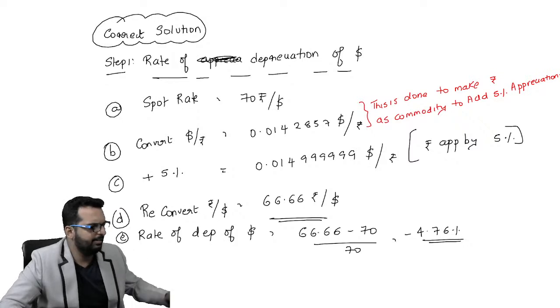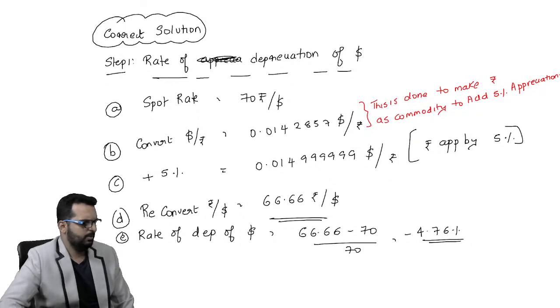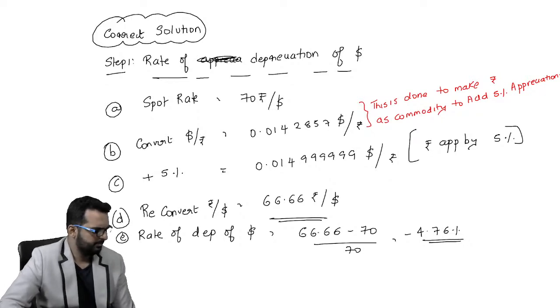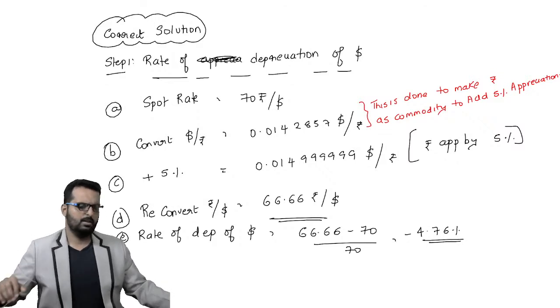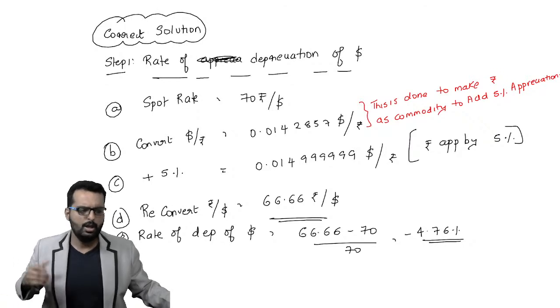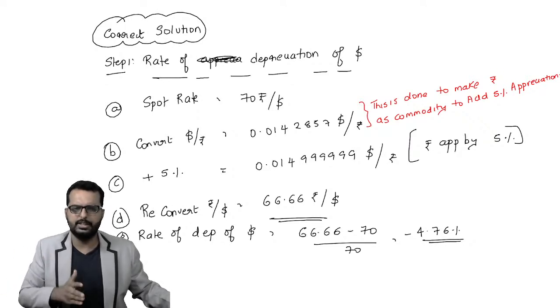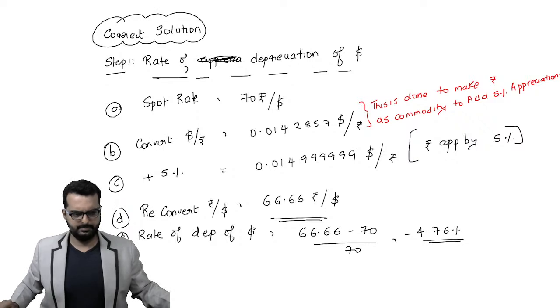Are you all done writing this, friends? Let others also finish. I don't want to rush. I'll just prove it to you that by doing so, rupee is appreciating by 5 and dollar is depreciating by 4.76. I'll prove it to you. Then you can write down the next page. I believe everybody is done with this. Do one thing, you write down this first.